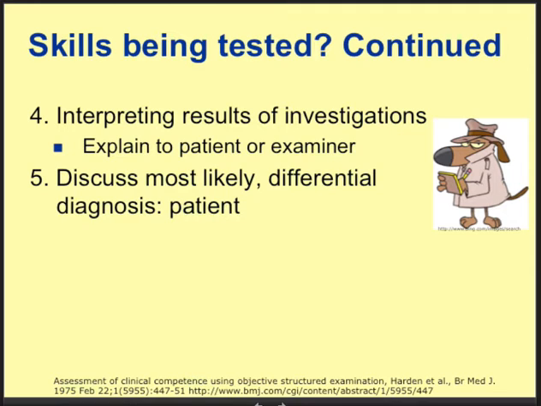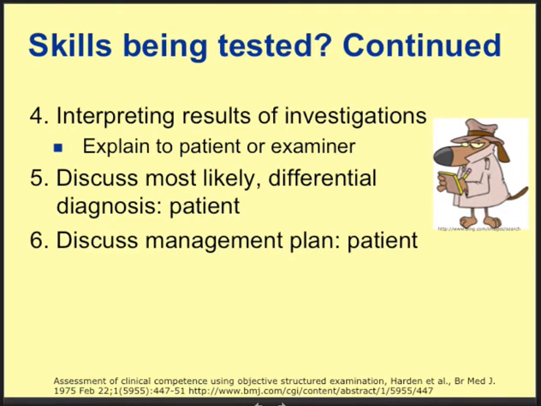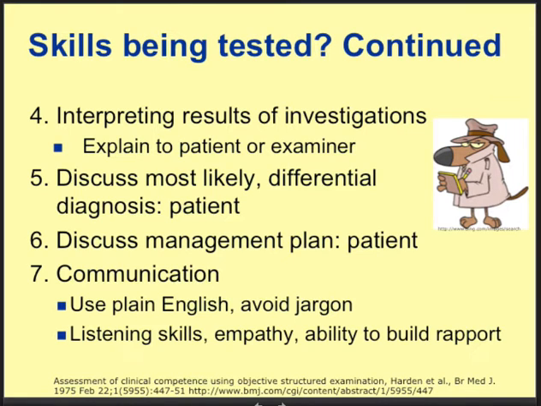Usually you address that by speaking to the patient. The last thing, number 6, is discuss your management plan. Again, you usually will focus your attention on the patient. And of course, task number 7, it's always important, the communication skills. Use plain language, avoid jargon. We will check your listening skills, whether you show genuine empathy, and whether you show the ability to build rapport with the patient, the volunteer.